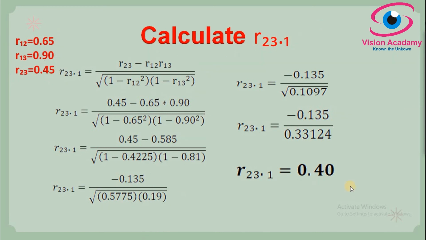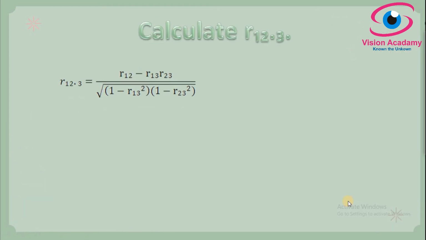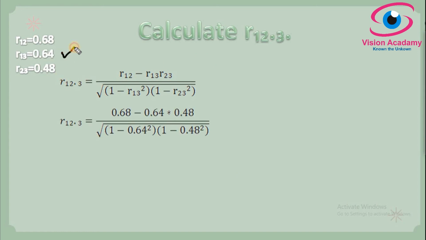Now we shall move on to the next problem. Here we have another problem: if R12 is 0.68, R13 is 0.64 and R23 is 0.48, we need to find the partial correlation coefficient of R12.3. This combination, this option, has not been calculated yet. So for this formula I will apply the values and derive the result. This is the formula for R12.3, and these are the necessary information given in the problem. So we will replace this information in the formula.